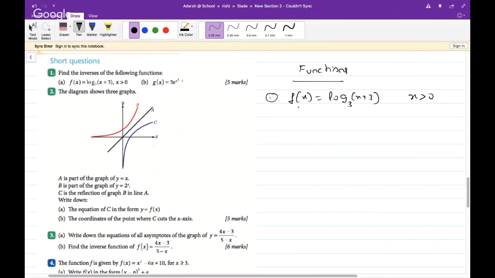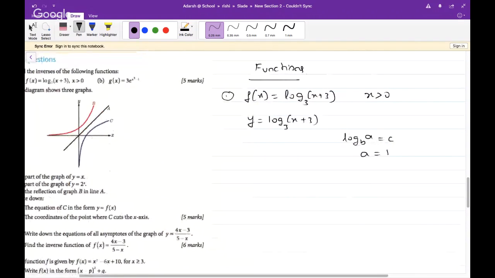First part. Whenever you are going to find an inverse, the first step is make it y is equal to log of x plus 3 to the base 3. The next step is to make x the subject, so for that you have to eliminate log. We all know that whenever you have log a to the base b is equal to c, you can write it as a is equal to b to the power c. So this rule we are going to apply here. This entire thing becomes 3 to the power y is equal to x plus 3.